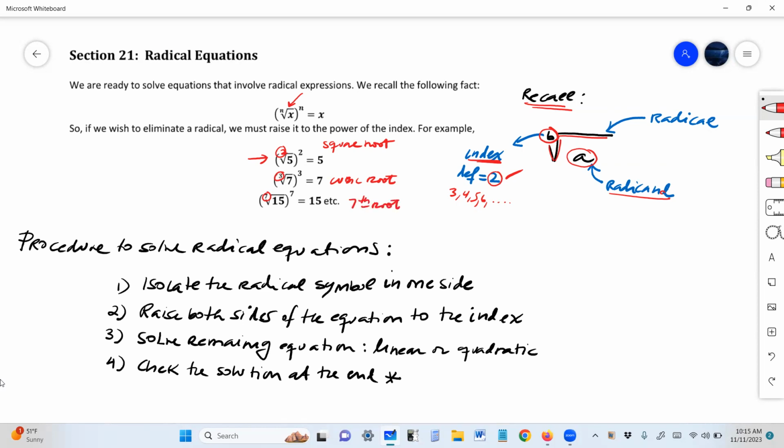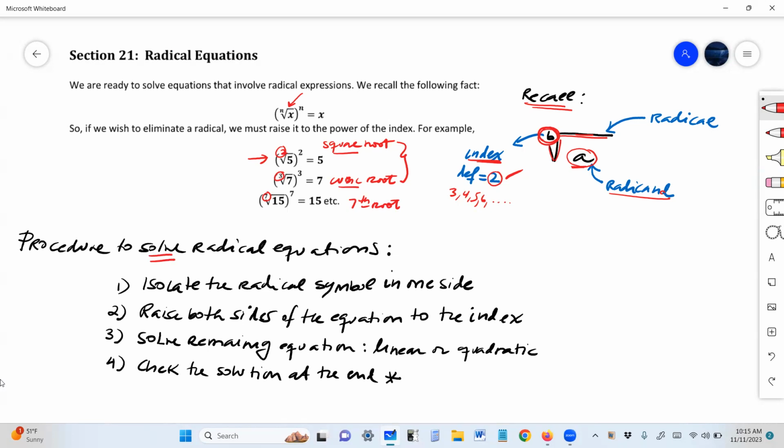The names are not that important. Possibly the square root and the cubic root, 2 and 3, we see most often. All right. So radical, index, and radicand. It's important. Now, how do we solve a radical equation?